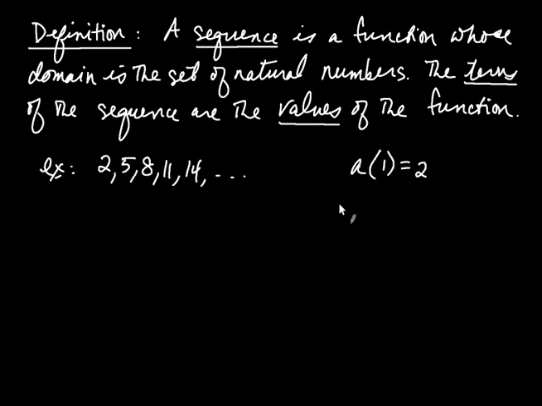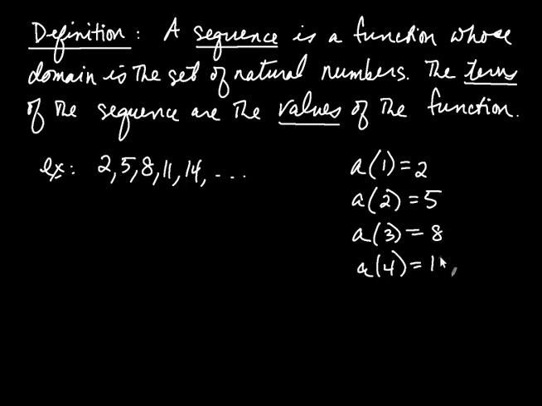I'm using a to denote the function. You plug in the number 2 and you get 5. That's telling you that 5 is the second term of the sequence. What's the third term of the sequence? That would be 8. What's the fourth term? That would be 11. What's the fifth term? Well, I'm looking up here. The fifth term is 14. So all you see are these numbers, and they're the outputs of the function.